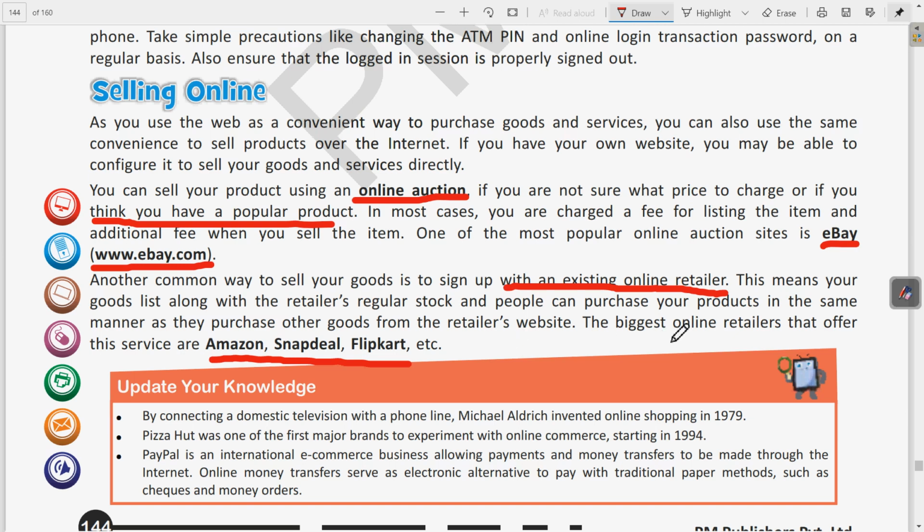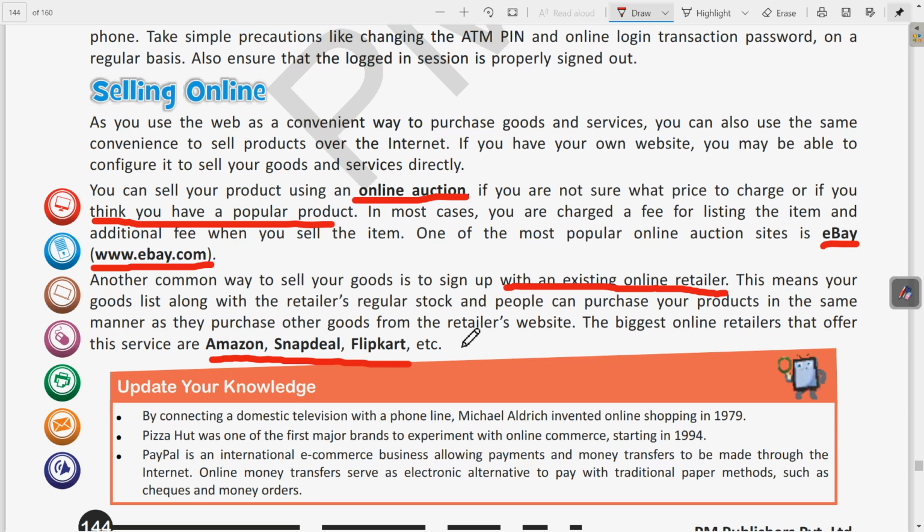Clear? And the different examples here, the same we are talking about. The biggest online retailers that offer these services are Amazon, Flipkart, and Snapdeal. Clear? So using these web services, we can also sell things online.